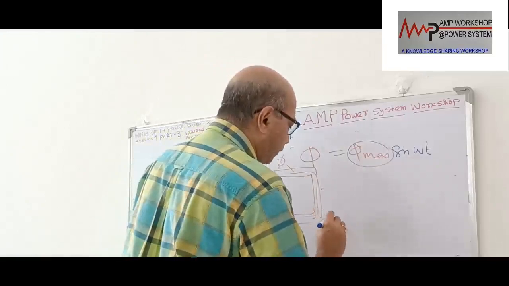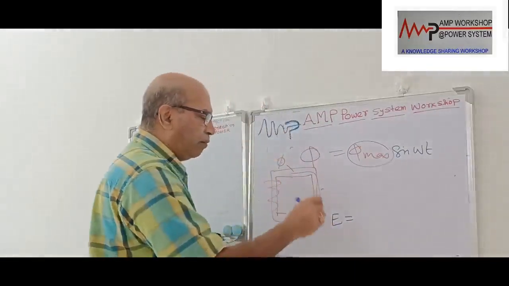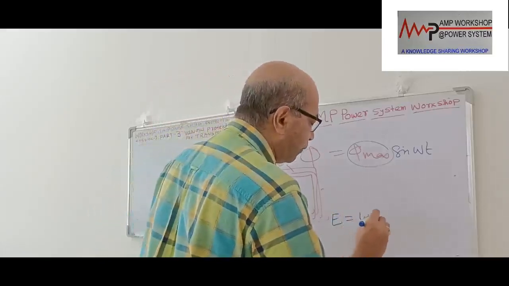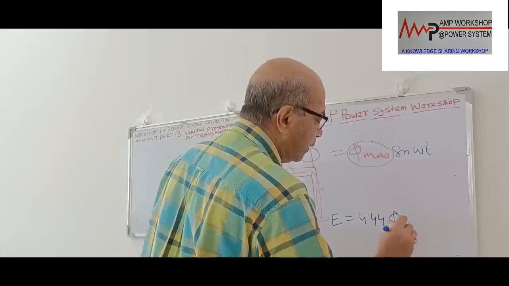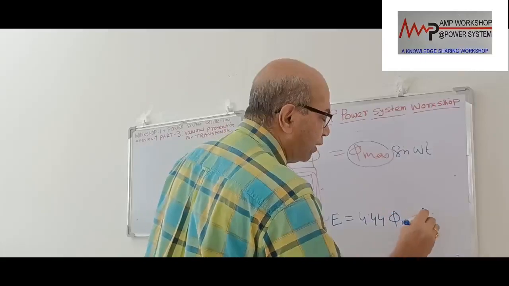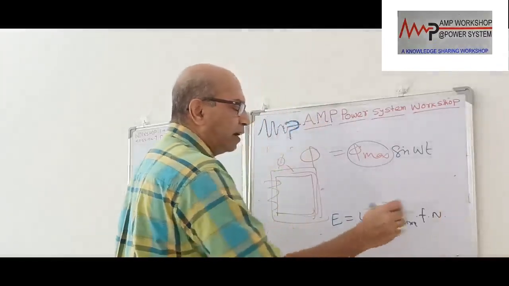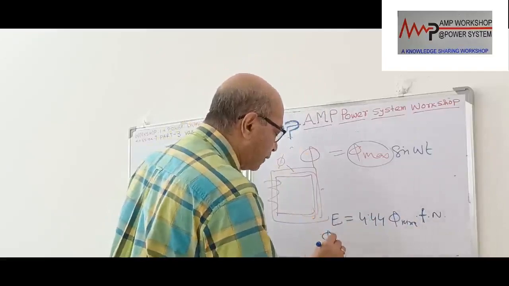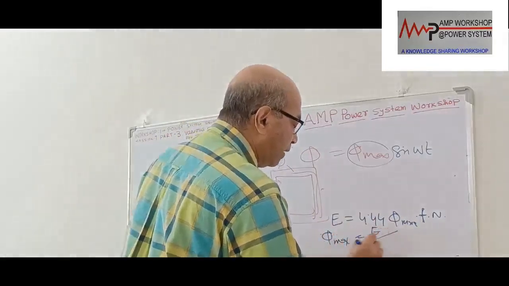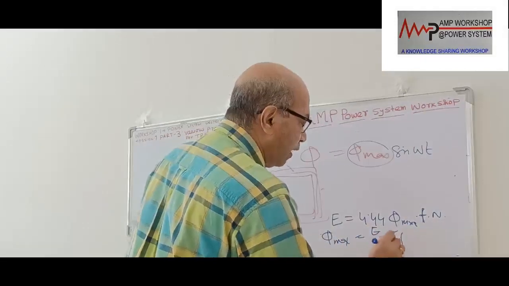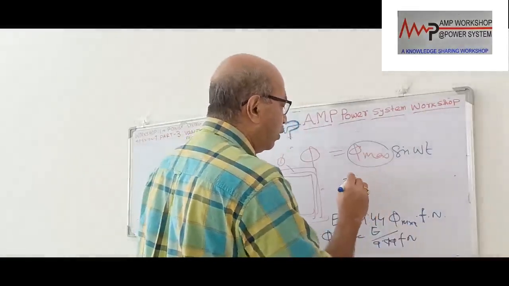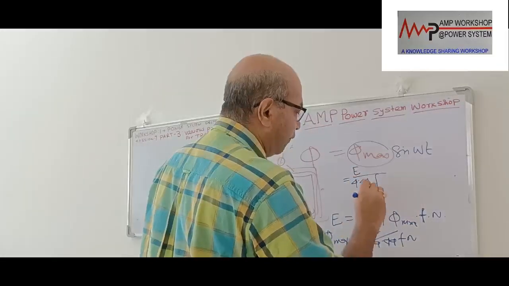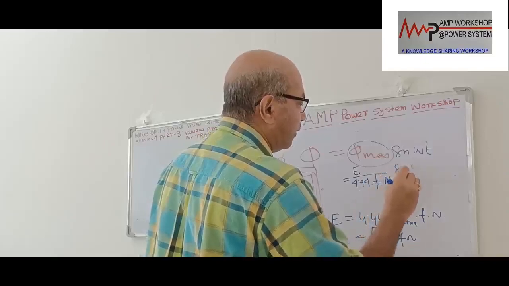We have already seen that the induced EMF produced in the transformer secondary winding, E, equals 4.44 phi max into F into N, where N is the number of turns and F is the frequency. From this, phi max equals E by 4.44 into F into N. If you put it over here, then phi equals E by 4.44 into F into number of turns, into sine of omega t.